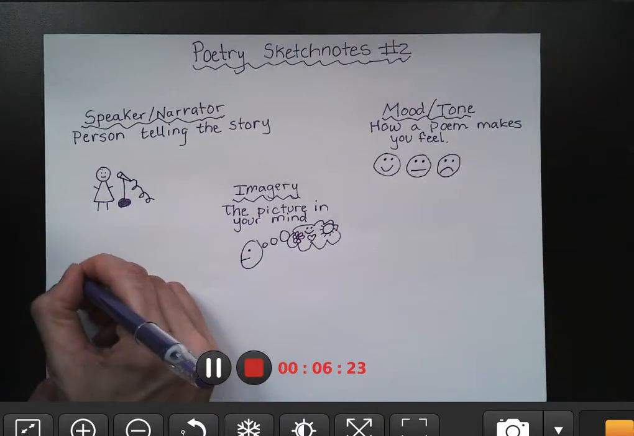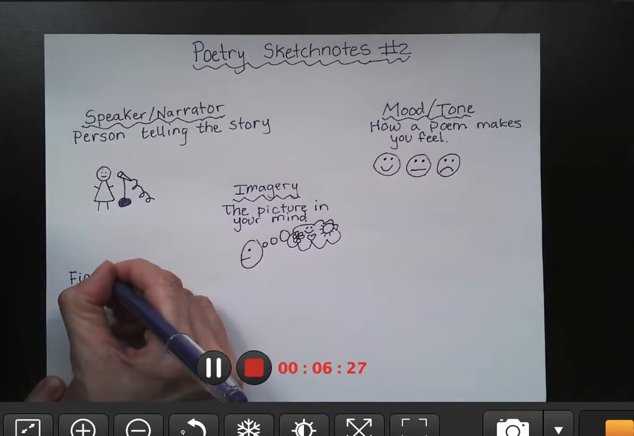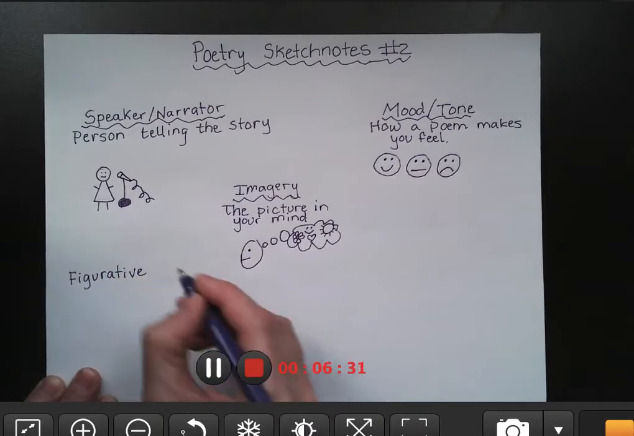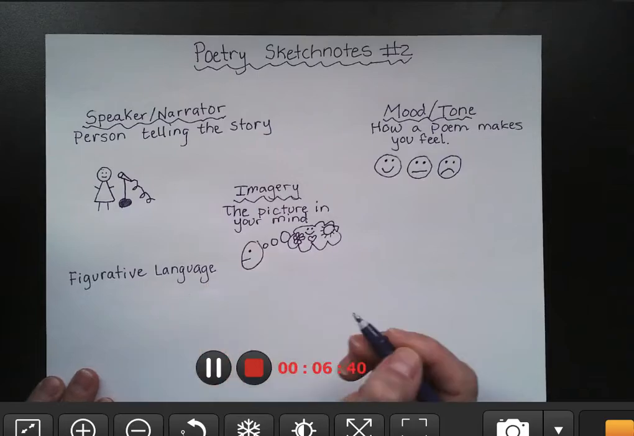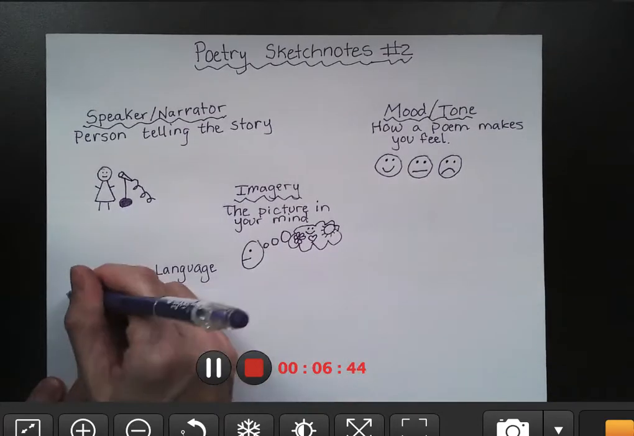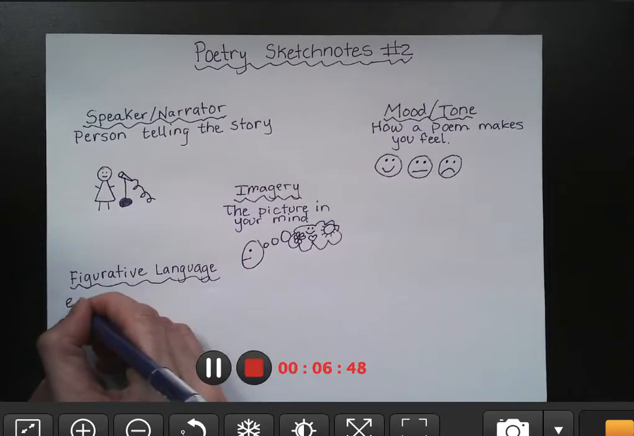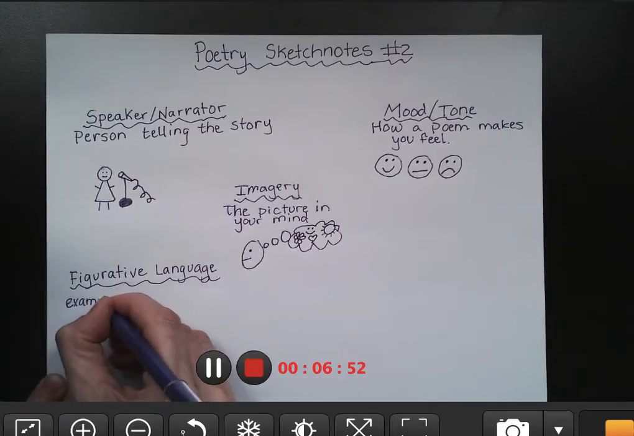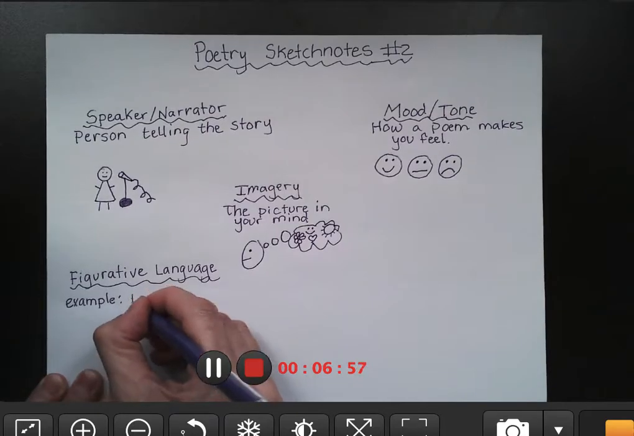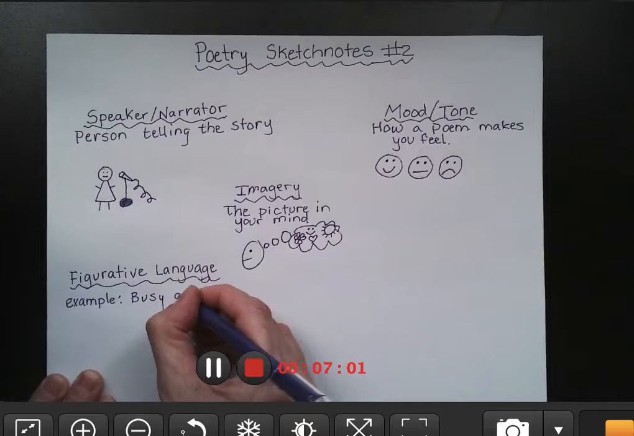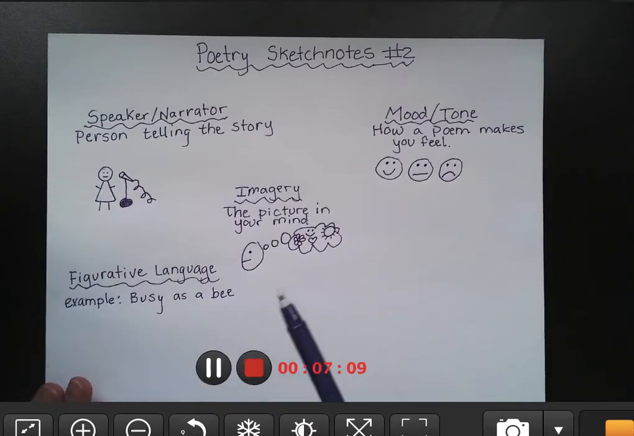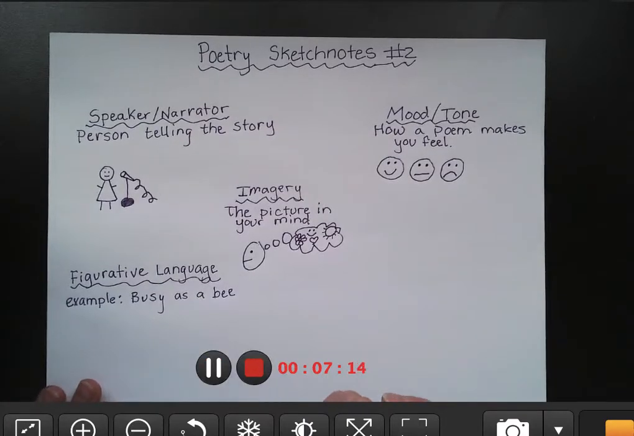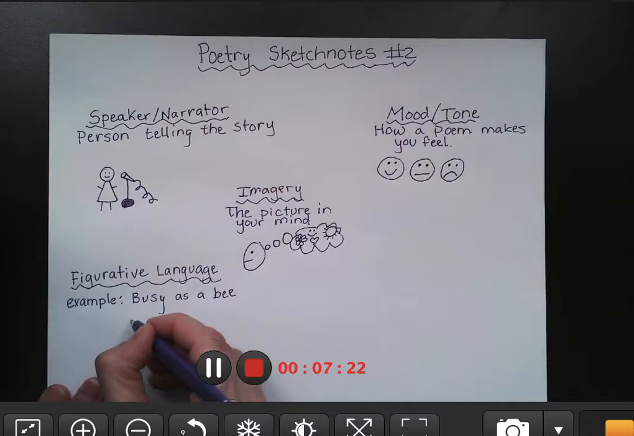So figurative language, there are sayings like idioms and similes where you compare using like or as. I'm going to give you an example. One example of figurative language is busy as a bee. Now, something you need to know, this doesn't mean that you're so busy you turned into a bee and actually started buzzing around. It just means you're so busy, and whenever you see a bee, they're busy, they're at work, they're collecting pollen. So let's draw our little bee.